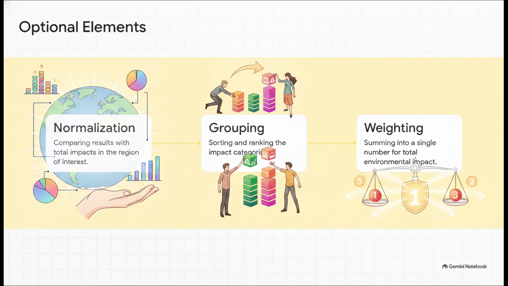Now, what about those optional LCIA techniques? They are actually incredibly powerful tools. Step 1 is normalization. This is where we take our impact category results and compare them directly against total impacts in a specific region, which gives us vital scale and context. Step 2 is grouping, which is simply sorting and ranking those categories. And step 3 is weighting. This is where different environmental impacts are weighted relative to each other so they can literally be mathematically summed up into a single number representing total environmental impact. It is a fantastic trick for distilling highly complex data into something highly accessible.